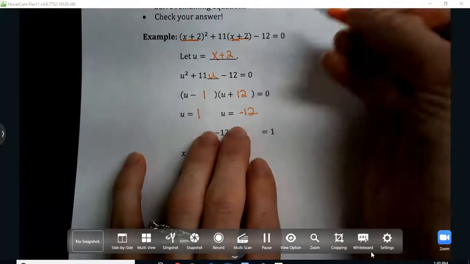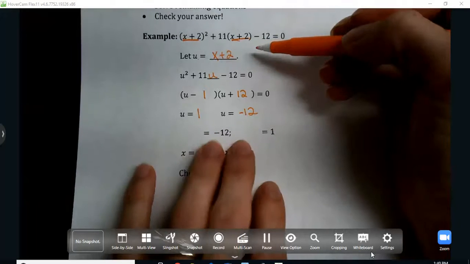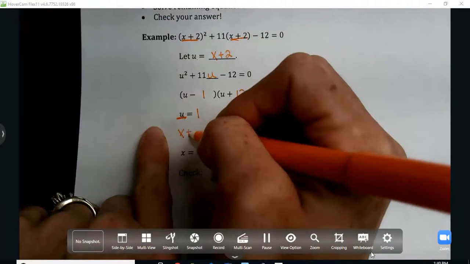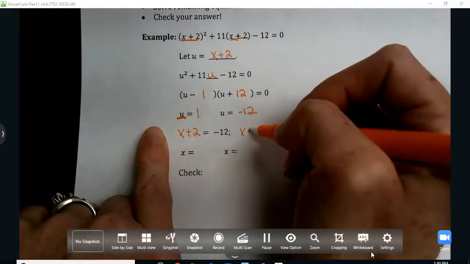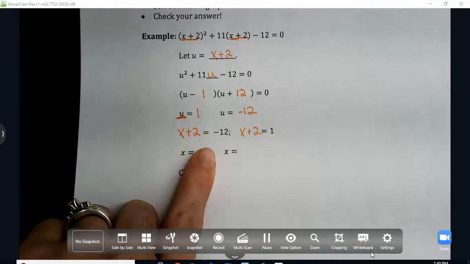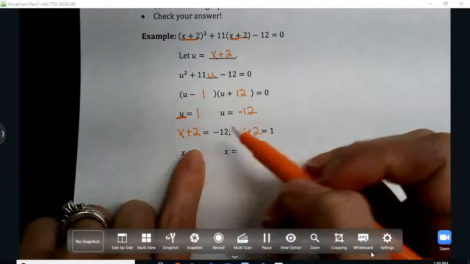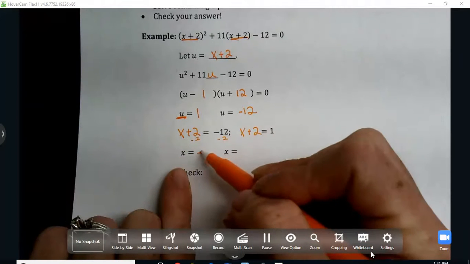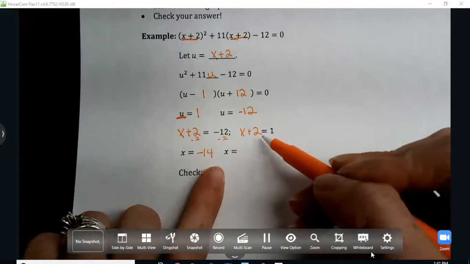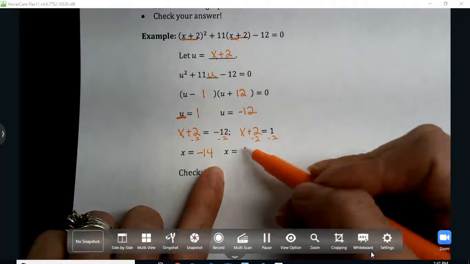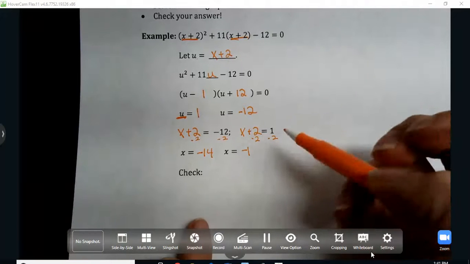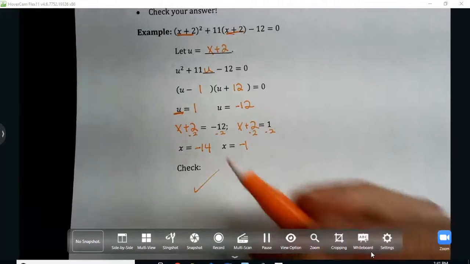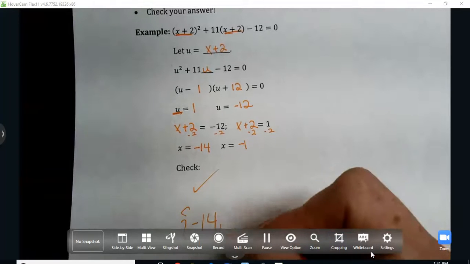But I'm not done. The original problem had x's. So I have to change this u back into the x plus 2. Okay, so if x plus 2 equals negative 12, subtract your 2 and x is negative 14. If x plus 2 equals 1, subtract your 2 and you get negative 1. And then we check it, which this one, if you plug them in, does work out. So we get those two answers.